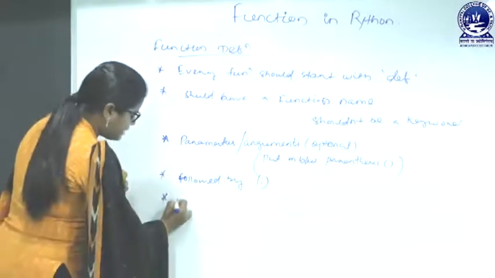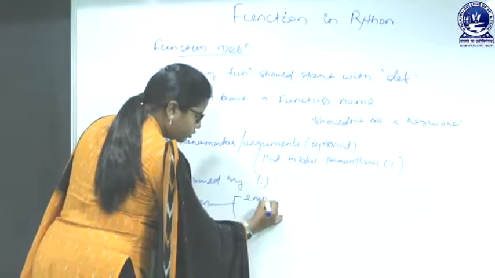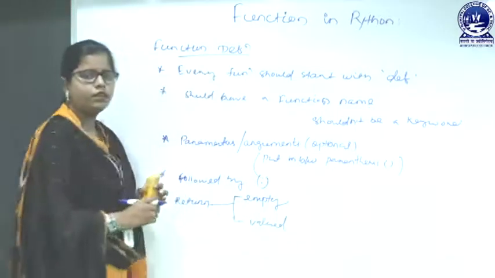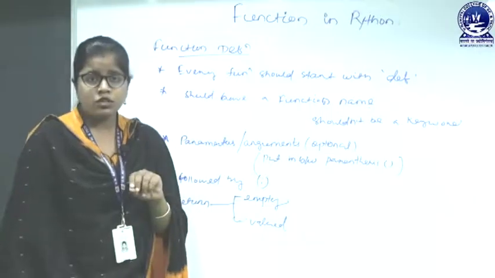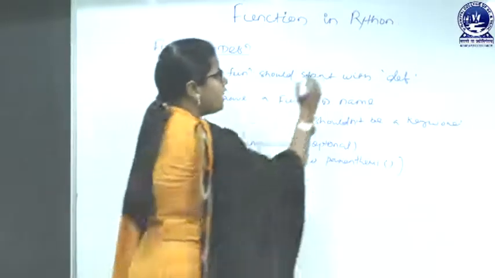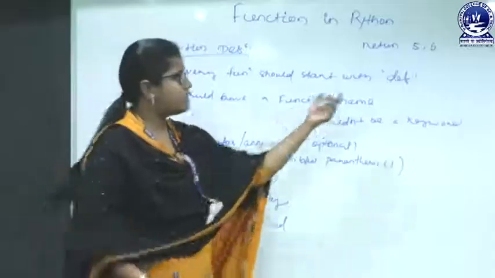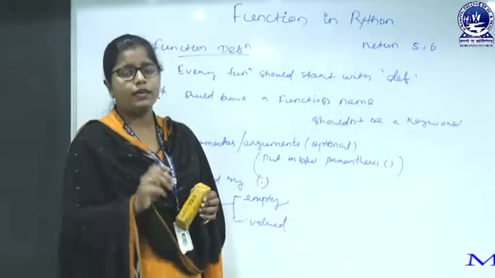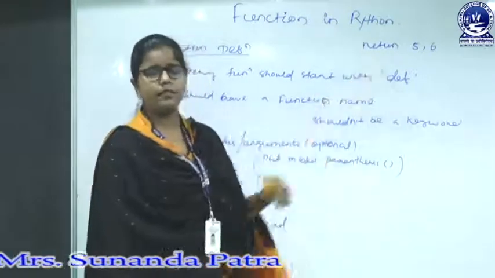Then the last one is return. The function may return some value, or it may be empty. The function should return an empty value or a single value. Also, the function can return multiple values. In C, suppose I am writing here return 5, 6. This is wrong, because we cannot return multiple values in C. But in Python, we can return multiple values. If it is a Python statement, then it is correct.